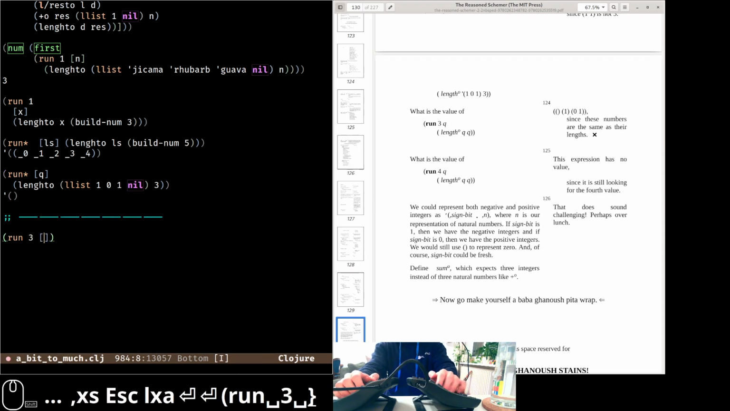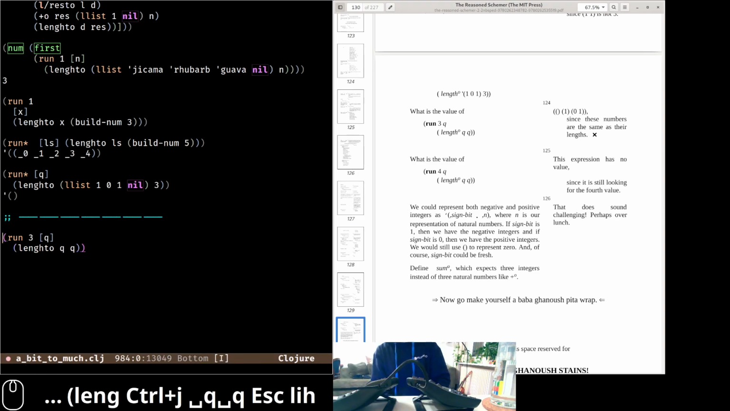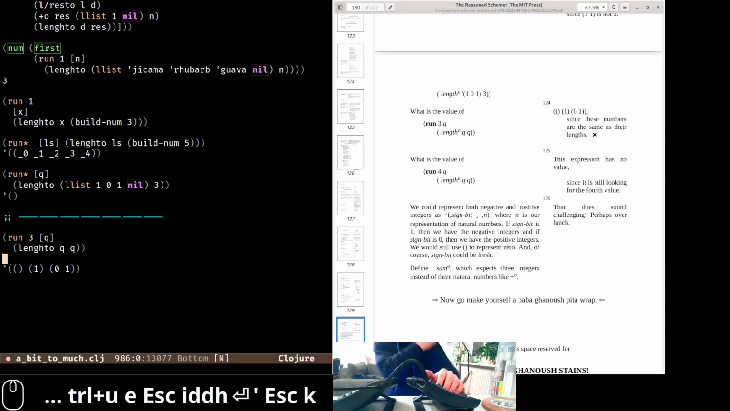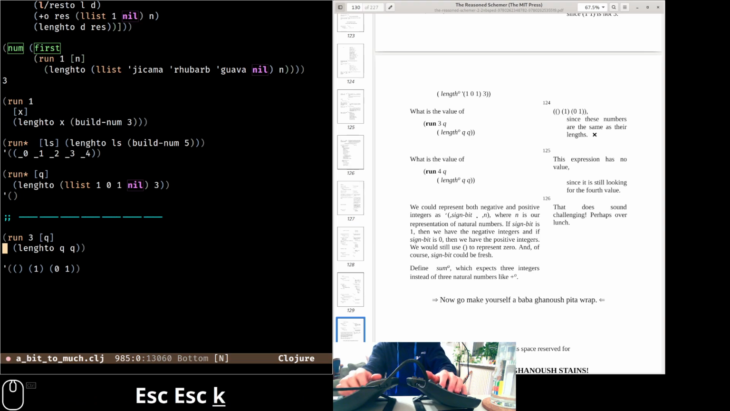Okay, run. Give me 3 solutions where there's a queue, and then length of q is q. That's funny, yeah. Would this keep going on? No, it wouldn't. Okay. This is only true for the first 3 numbers.